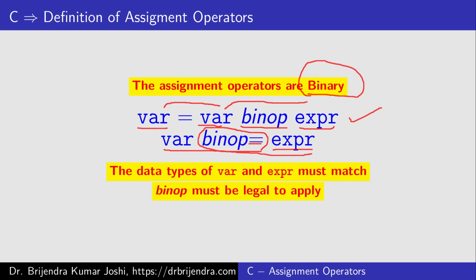Also note that the data types of var, that is a variable, and expression must be identical, and the binary operator, this bin op which I have written here, must be legal to apply. It means it should not happen that here the var is of type float and here we have applied an integer operator. We know that the binary operator, for example the left shift operator, does not apply to floating point numbers. So it is our responsibility to make use of binary operators carefully.